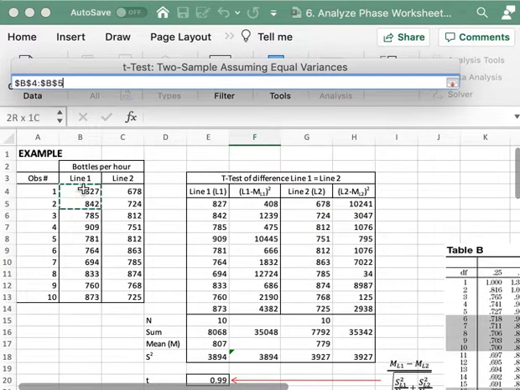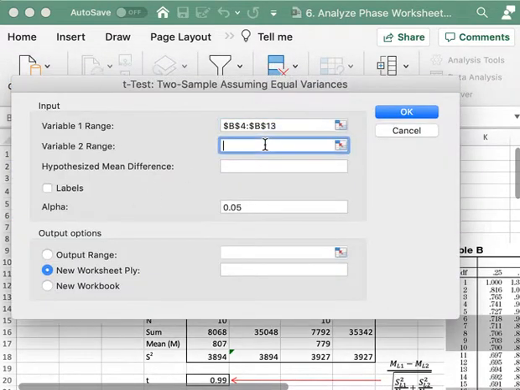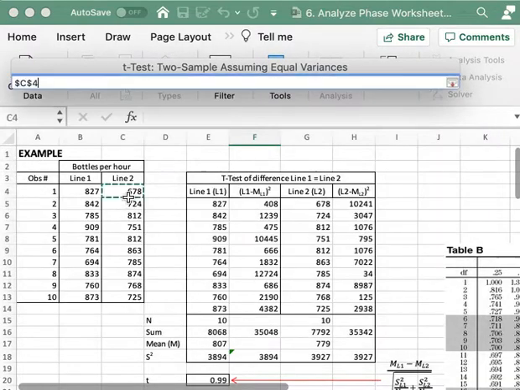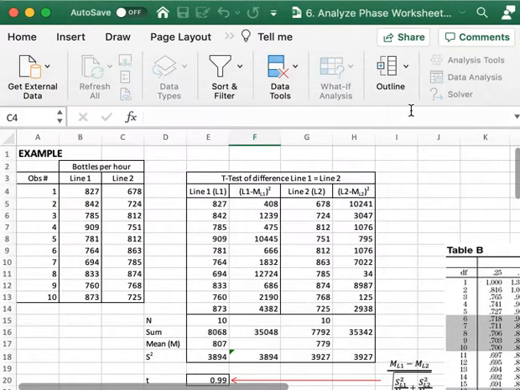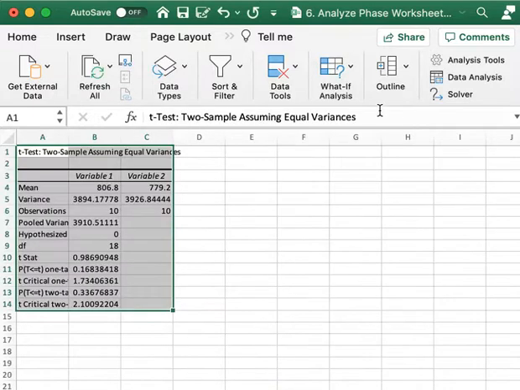So I will select this data set, range 1. I will select this one. The ranges don't have to be the same. Don't have to be the same number of n. So the hypothesized mean difference will be 0. I didn't put any labels. My alpha will be 0.05, and I will do it in a new sheet here. I'm clicking yes, and it creates a table like this, which is exactly the one that we have there.